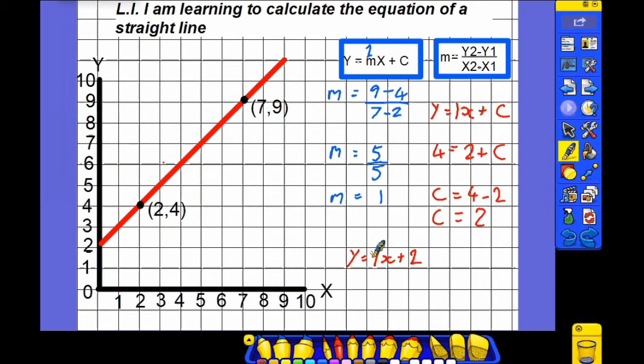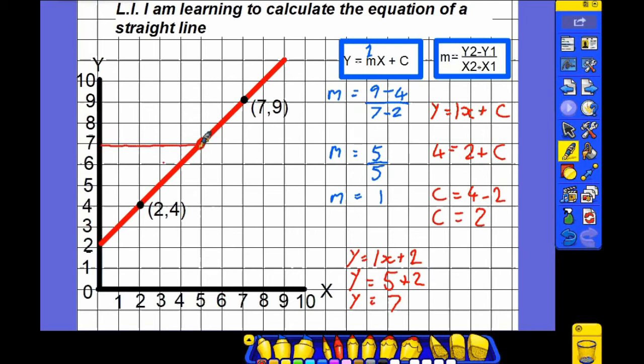So let's say we want to know where is the line going to be at 5 on the x coordinate. Well, I can work it out. So I want to know, well, what's it going to be on the y coordinate? Well, I put in 5 on the x coordinate, add 2, and I get what the y coordinate is. It's going to be 7. Does that look right?